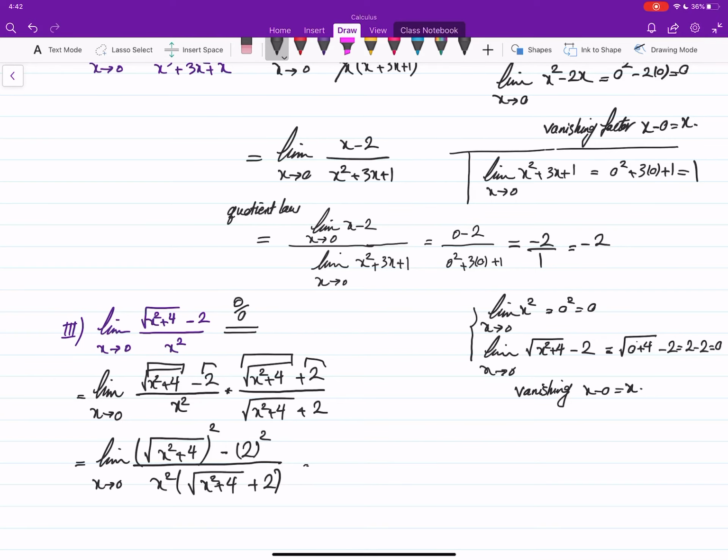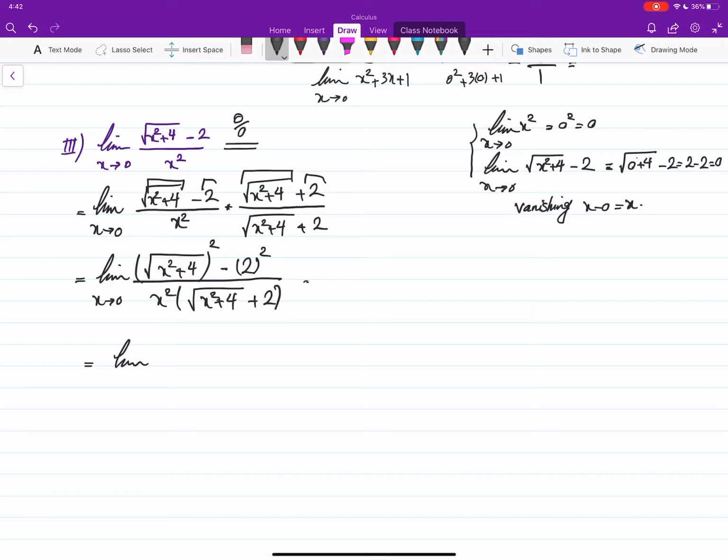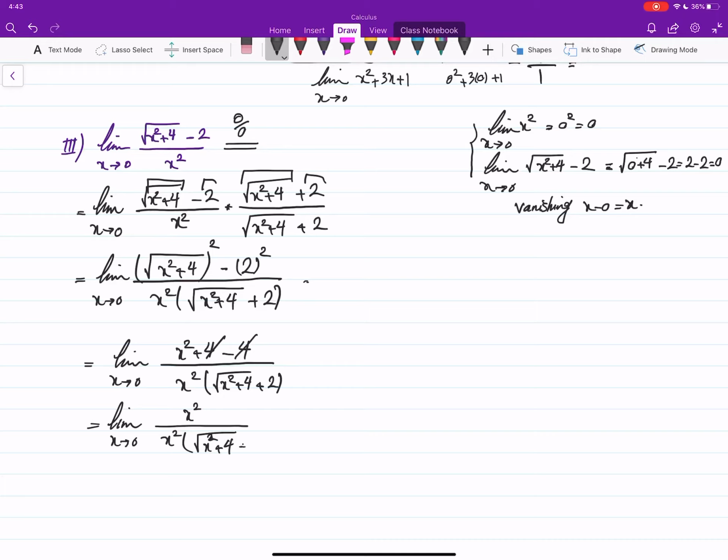What happens in the numerator is that x squared plus 4 minus 4. This cancels with that. And this way, by multiplying the numerator and the denominator by the conjugate of the numerator, you see that we ended up with something very nice: x squared over x squared times the square root of x squared plus 4 plus 2. Now x goes to 0. Well, the vanishing factor, now it's time to cancel them. We get rid of those vanishing factors, and then we have 1 over the square root of x squared plus 4 plus 2 as x goes to 0.